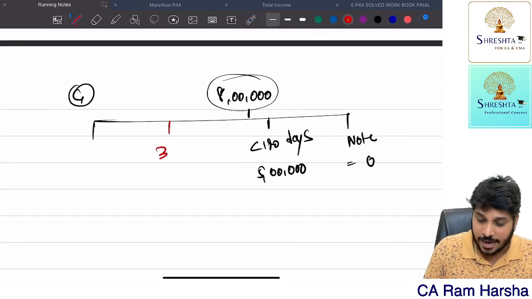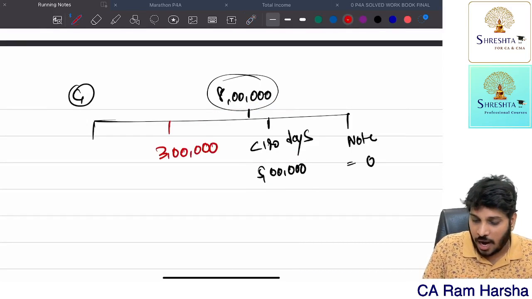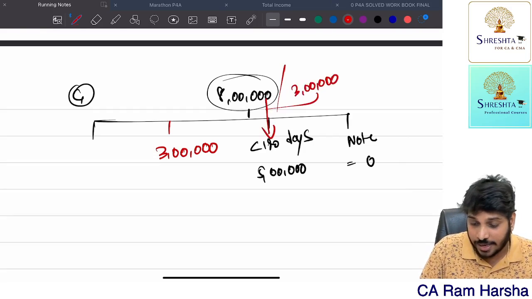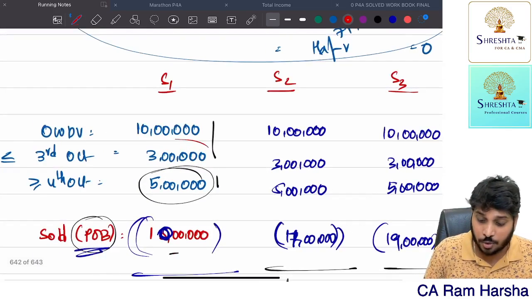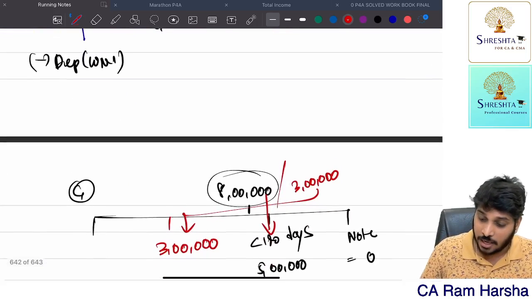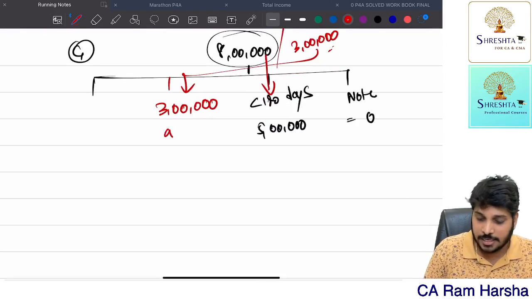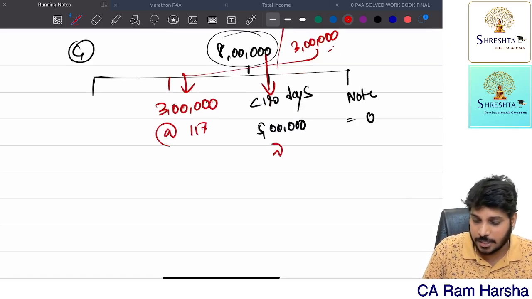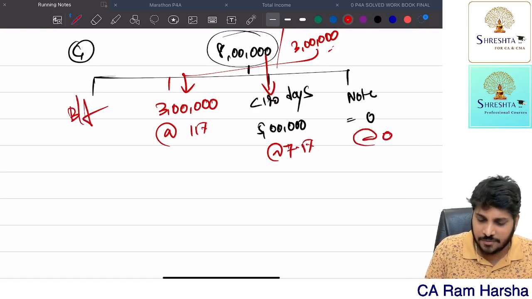Which means another 3 lakh rupees remain. So after allocating this 5 lakhs, how much balance is left? Still 3 lakhs. Now can I allocate this 3 lakhs to assets purchased for more than 180 days? Yes, here 3 lakhs is there, and the value also is 3 lakhs. So 3 lakhs I allocate. So full rate 15%, here half rate 7.5%. Here it is 0.